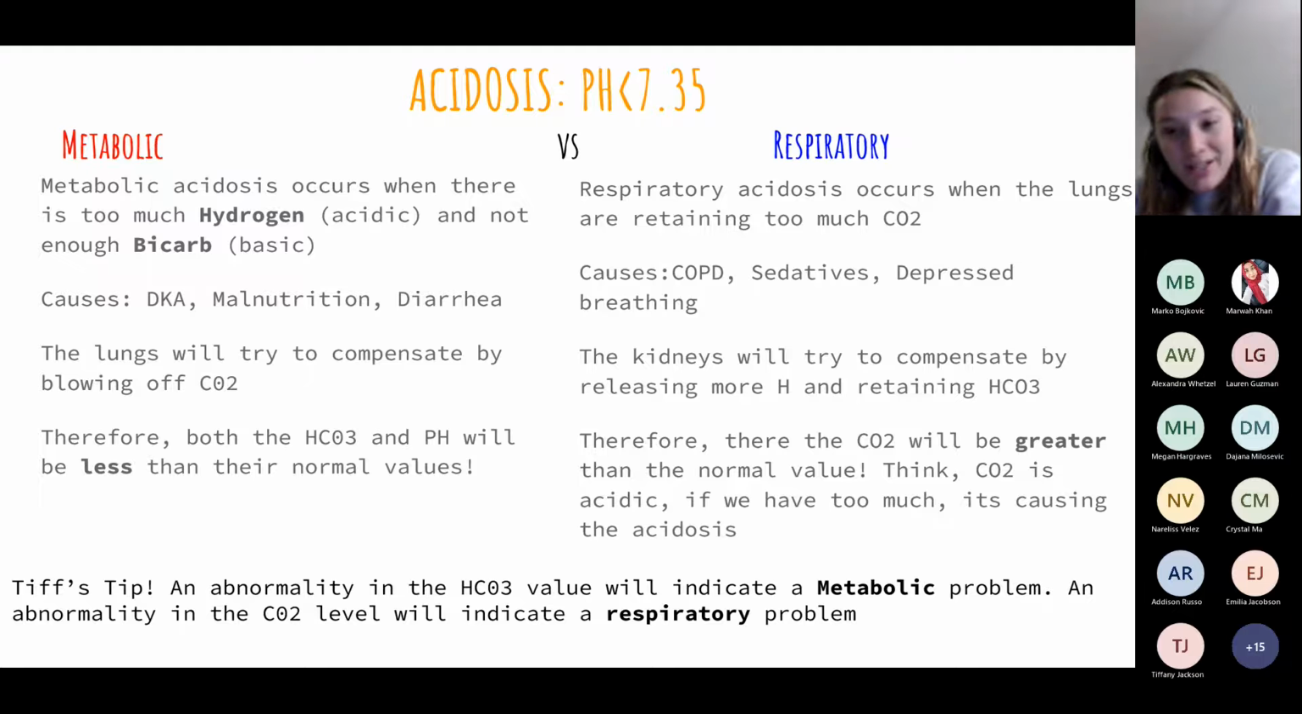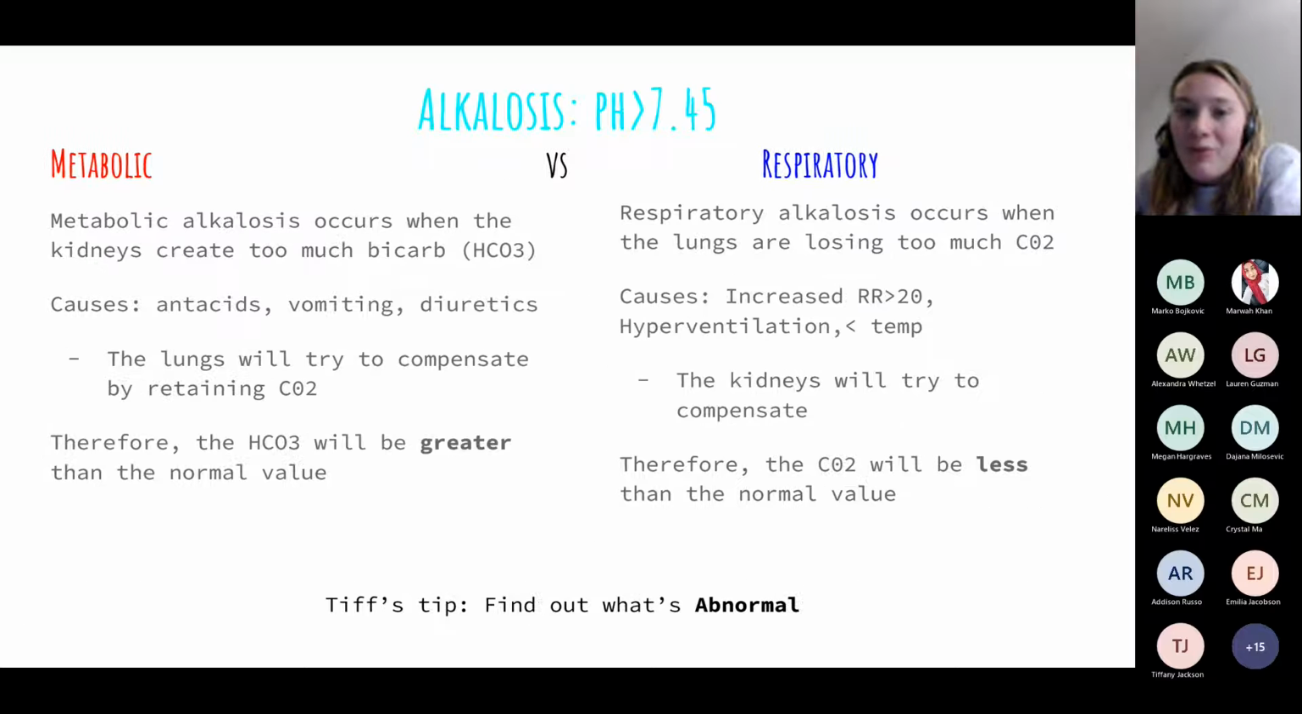Therefore, for compensation, if my respiratory side of things isn't working, my metabolic side, aka the kidneys, is going to try to compensate. Does that make sense, the concept of compensation? I know it can be a little bit tricky. But just remember, if there's an abnormality in one side, the other side is going to try to kick in and help, because our bodies are pretty awesome and they can adapt pretty well.